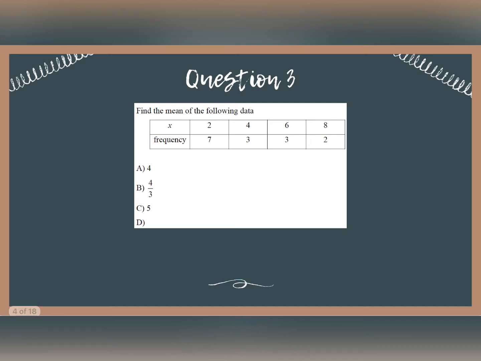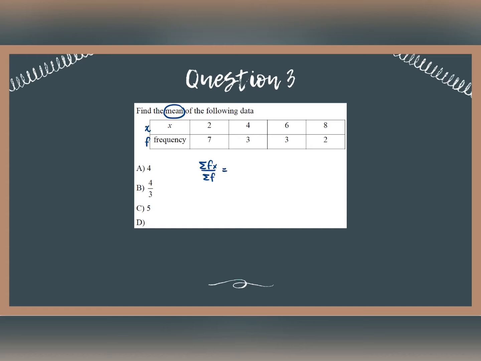Now, next, question number 3. Find the mean. Okay, what does mean refer to? Average. So the average for this table should be the summation of fx divided by the summation of f. Since there is f and there is x here, we need to use this formula.